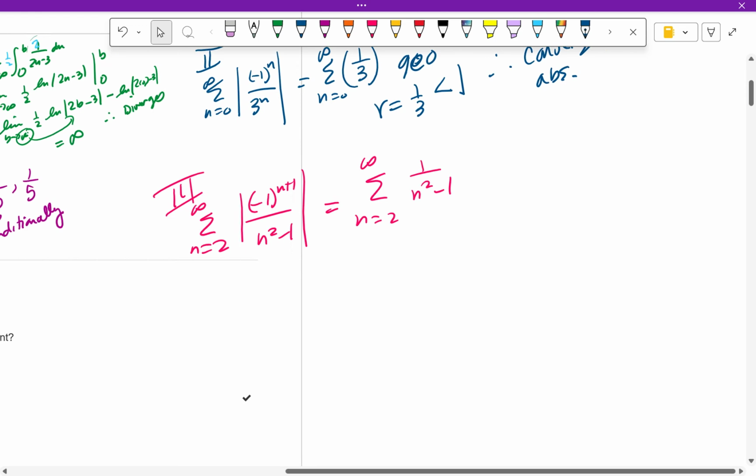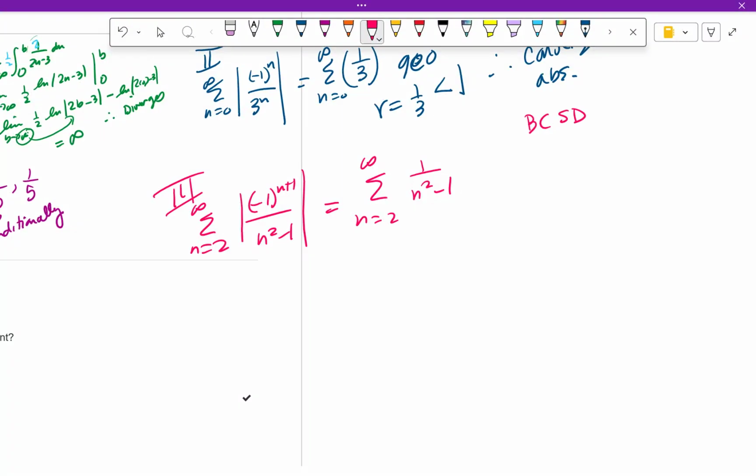All right, what test would we run? It's not quite a p-series, but I like where you're thinking. Is it another integral test? No, not another integral test. Is it a limit or direct comparison? Yeah, we could use the limit or direct comparison. I went with direct comparison when I was doing it. So it's a BCSD one, right? Because of the p series.